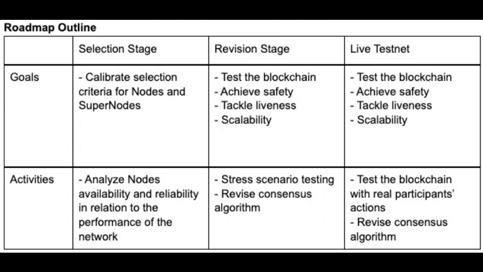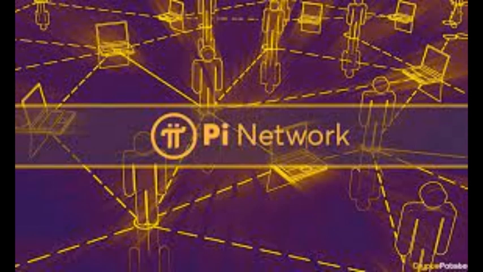Revision stage. The revision stage will comprise an iterative process of two activities: scenario testing and consensus algorithm revision. Scenario testing refers to stress testing the consensus algorithm, its scalability, and configurations given different scenarios. The data produced from the scenario tests then will provide guidance as to where and how we should revise and adapt the consensus algorithm to ensure safety, improve liveness, and to achieve scalability.